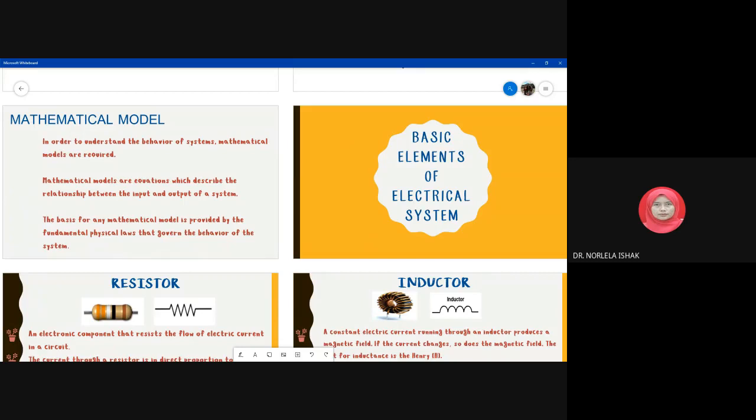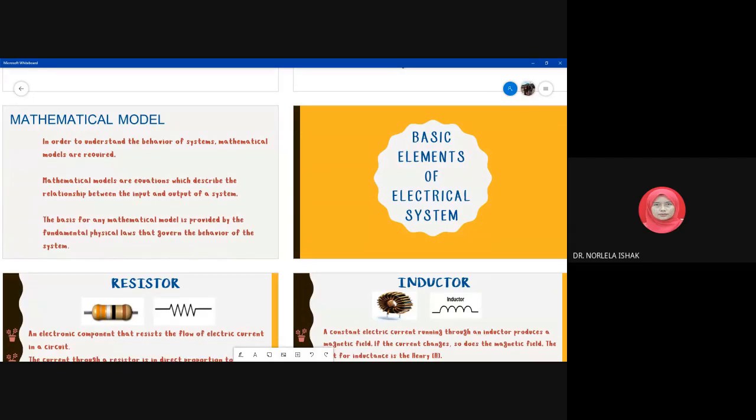Before we want to understand the behavior of the system, we have to define the mathematical model first, meaning we have to represent our maths model in terms of transfer function. Next, maths models are equations which describe the relationship between the input and output. That is a transfer function, the relationship between input and output of a system.